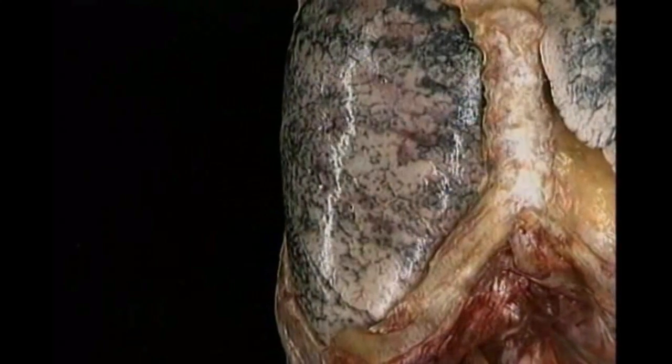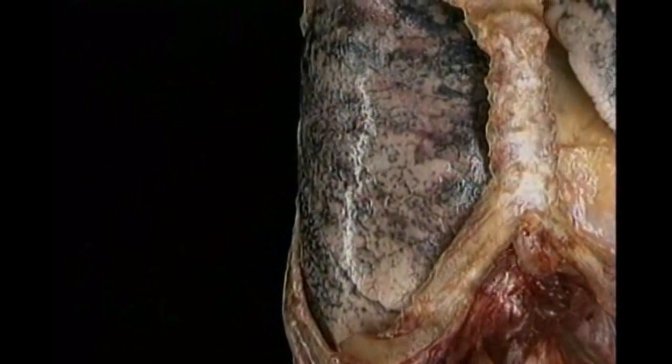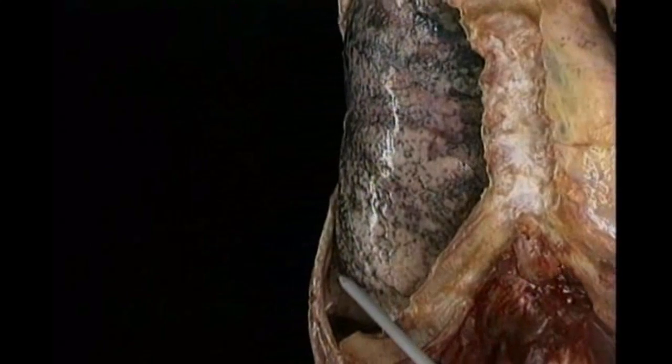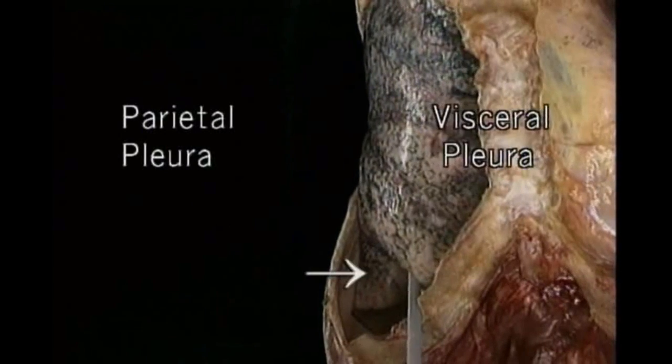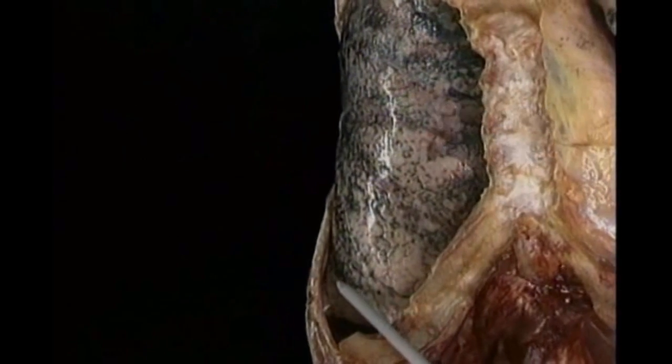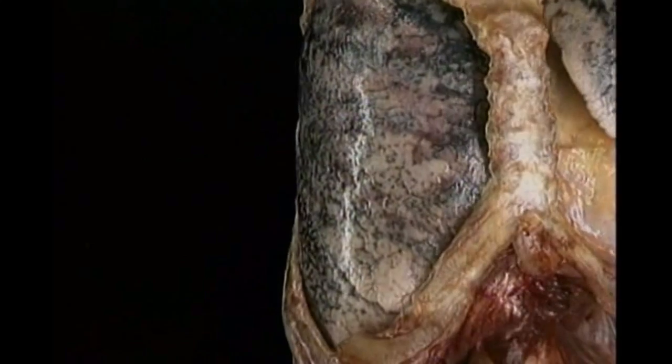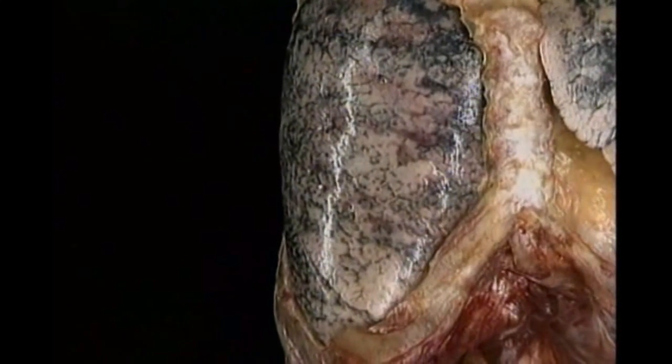Here, we're letting the lung collapse so that we can see the two separate pleural surfaces, parietal and visceral. The two surfaces are normally in close sliding contact with nothing between them except a film of serous fluid.